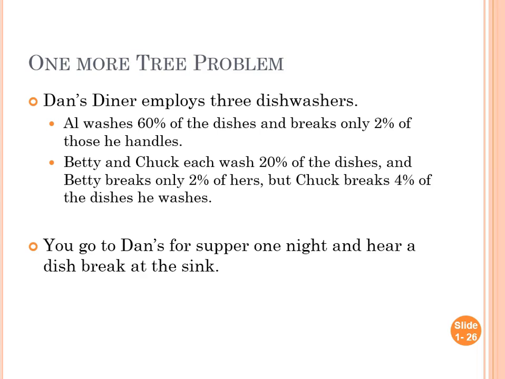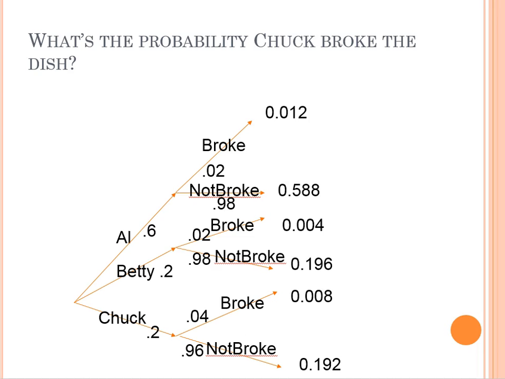Now you go to the diner one night for supper and you hear a dish break. So you have the information that the dish has broken, but you want to know which dishwasher it was. Al happens to wash a lot of the dishes, but Chuck has a high breakage rate. Who was most likely to have broken the dish? Well, let's just focus on Chuck. What's the probability that Chuck broke the dish?